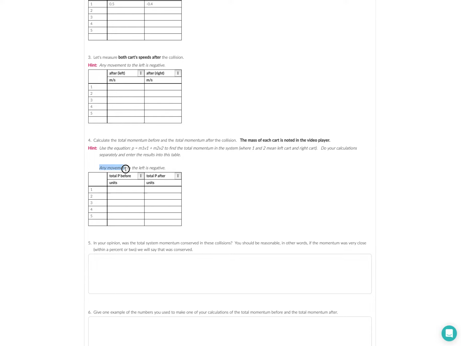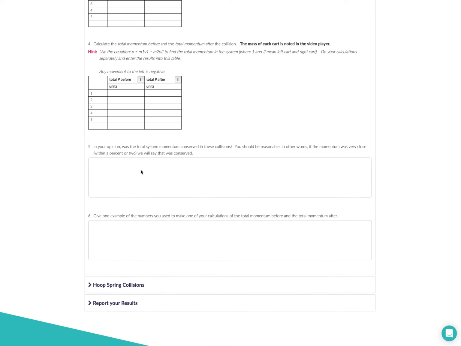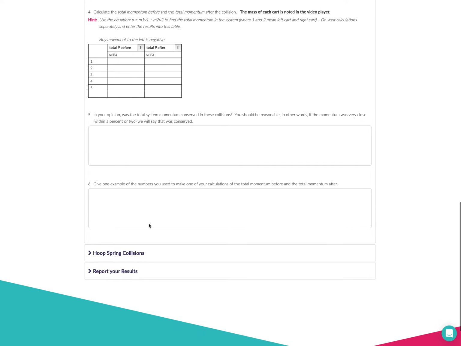Don't forget, anything that's moving to the left has to have a negative velocity and momentum. So hopefully, if you do your calculations correctly, these numbers should be roughly the same before and after, and I would like you to write that up in the little paragraph here, and then give me one example of your calculations in part 6.